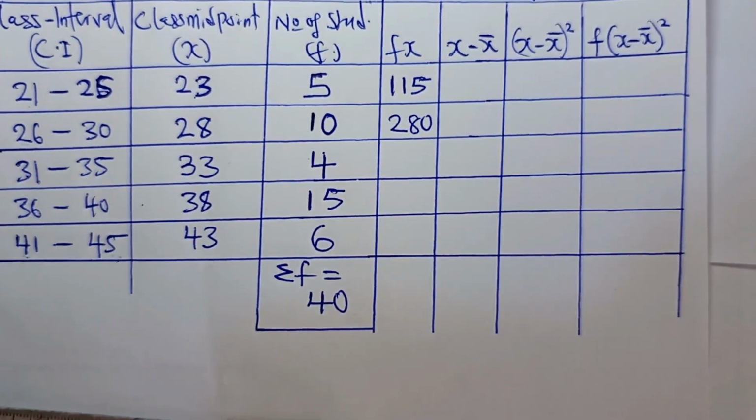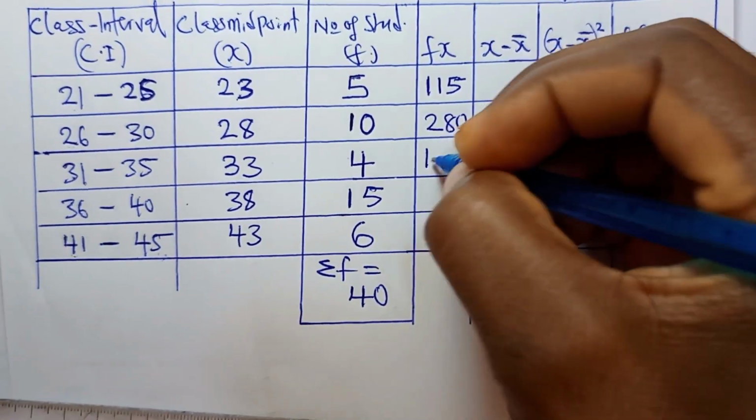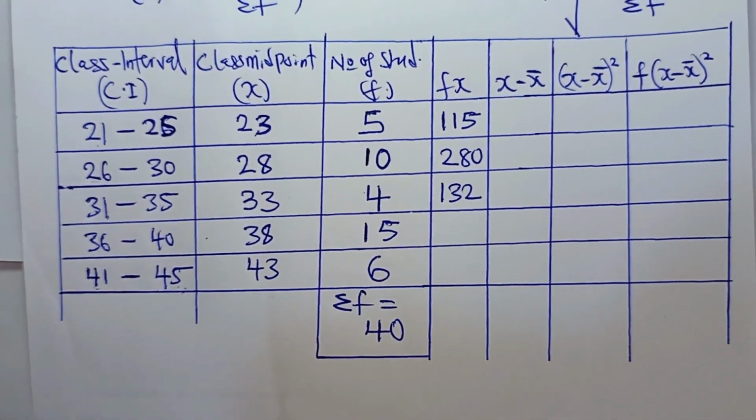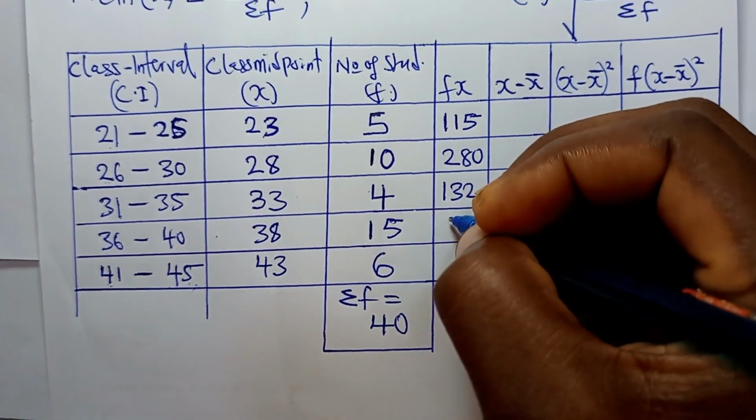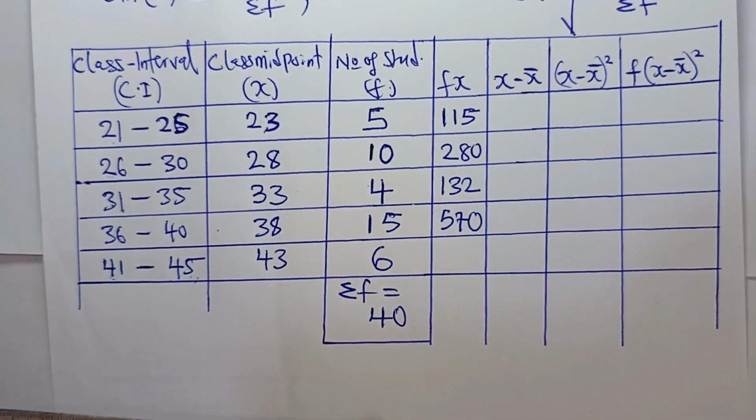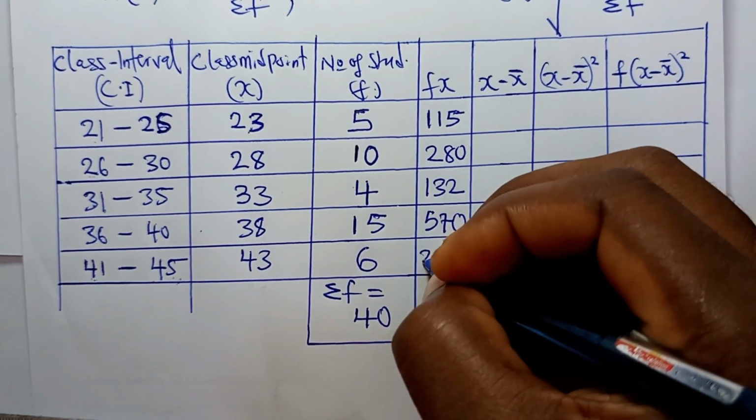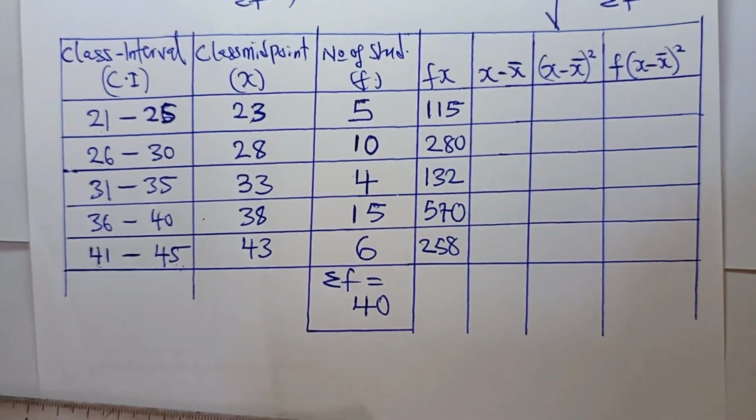280. Then we have 33 multiplied by 4 to give me 132. Then I will input 38 times what? 15, which will give me 570. And what? 43 multiplied by 6 to give me 258. Can you see that now?